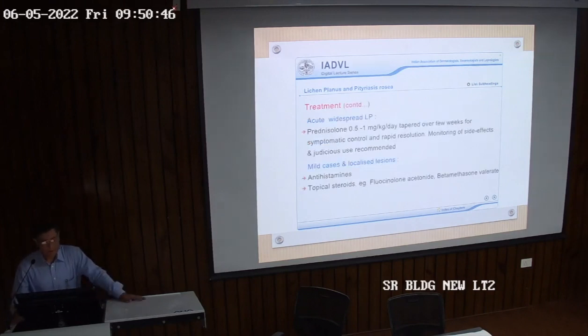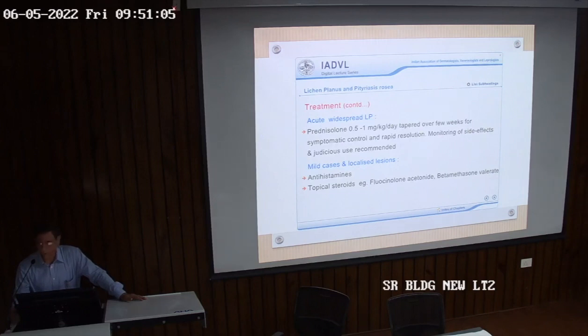The treatment of acute widespread lichen planus. If the lesions are acute and widespread, usually such lesions will not improve with topical application. Aap kitna steroid lagaoge body pe? Usually in such cases where the lesions are widespread, we should go for oral steroids, oral treatment, so that it reaches every part of the body.